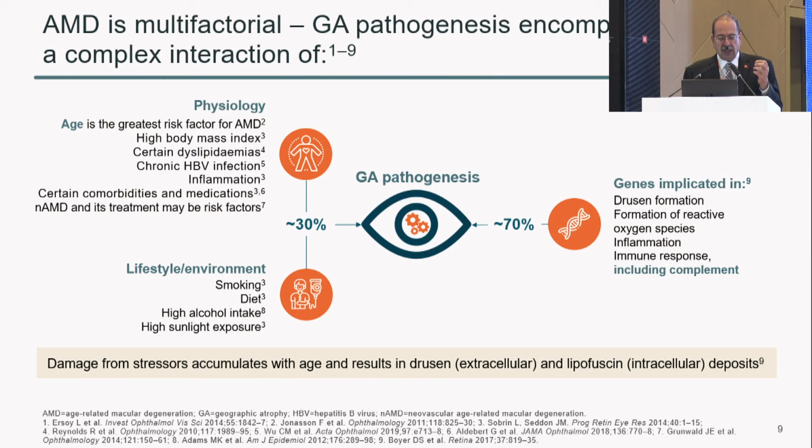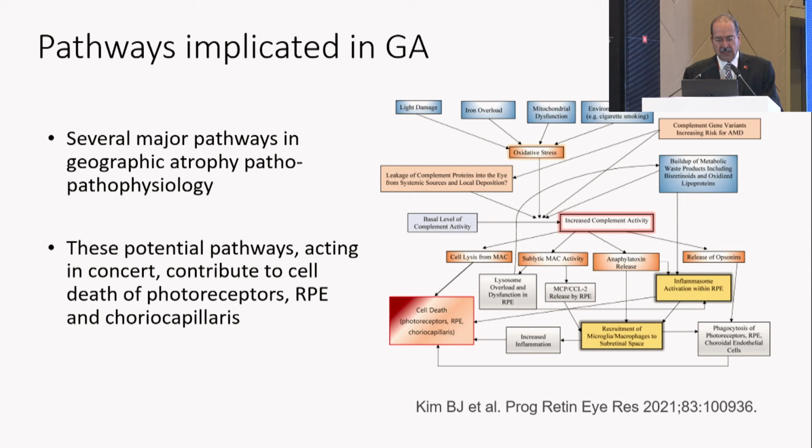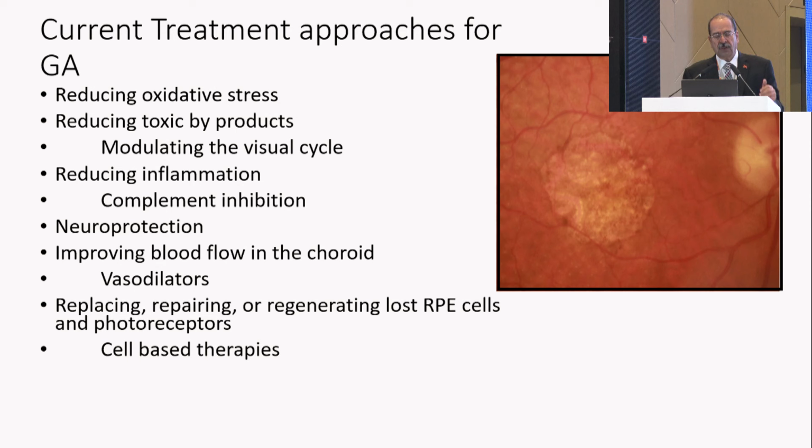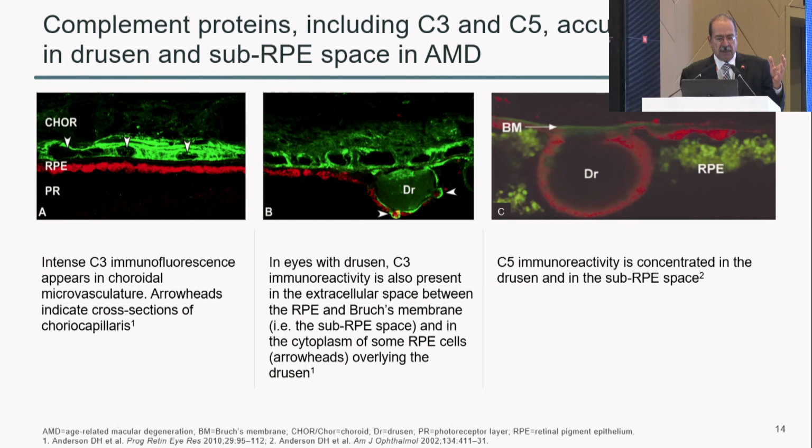Now, geographic atrophy has a multifactorial, complex pathogenesis, of which perhaps 70% is genetic and 30% is to do with lifestyle and physiology. And of course, no lecture or treatment discussion is complete without looking at the genetics. We know that a number of genes have a role to play in the complement system, and there's plenty of evidence for that. In the development of geographic atrophy, a number of pathways are implicated, and the treatments we have are designed to address many parts of this pathway. So this is what's in the therapeutic pipeline for geographic atrophy, but I'm going to concentrate on the complement pathway today, because that's what's really around the corner.